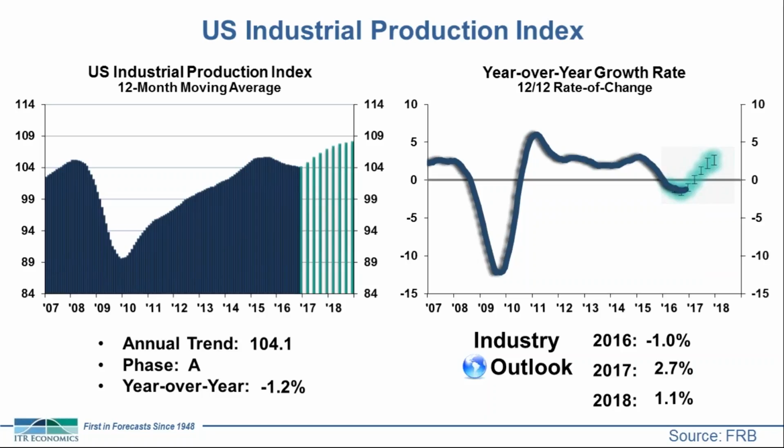However, I don't want to dwell on the negative too long because in the 4th quarter of 2016, we did see some positive movement in the U.S. industrial production 12-12. It did tick up to about negative 1.2% year-over-year, signaling a tentative transition to phase A, recovery.